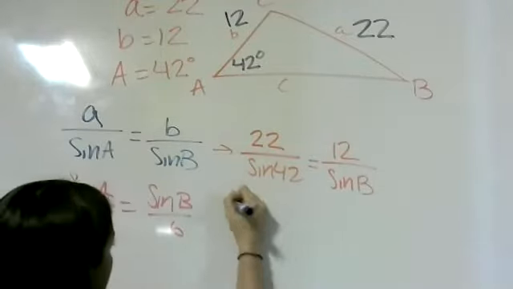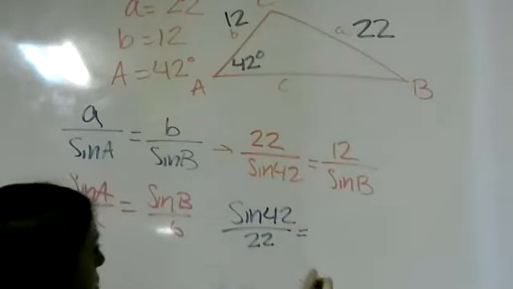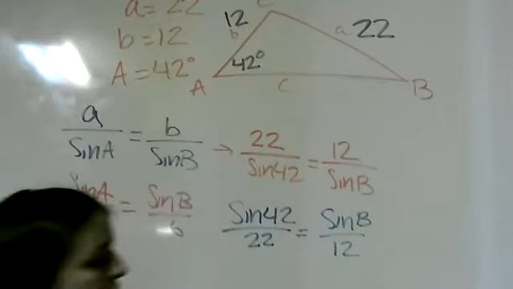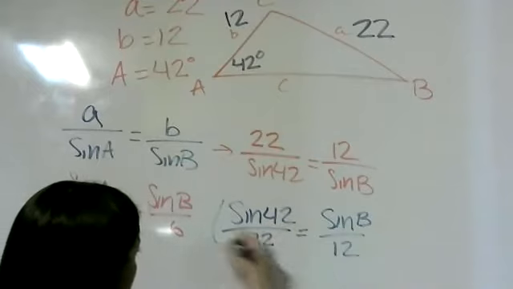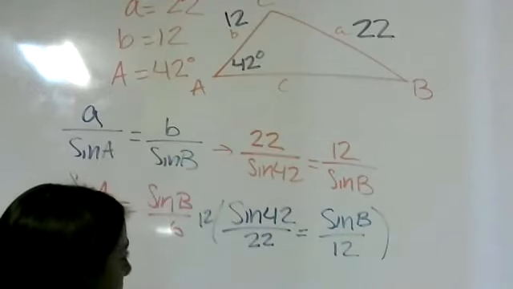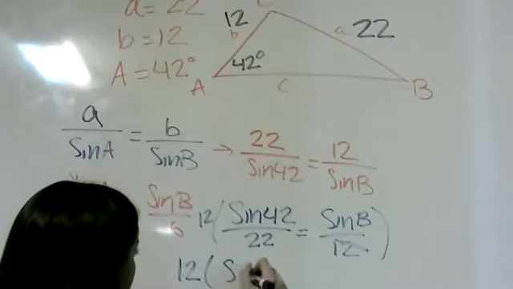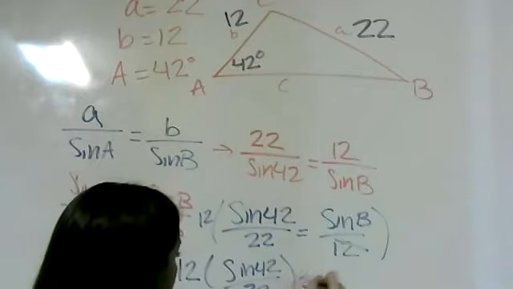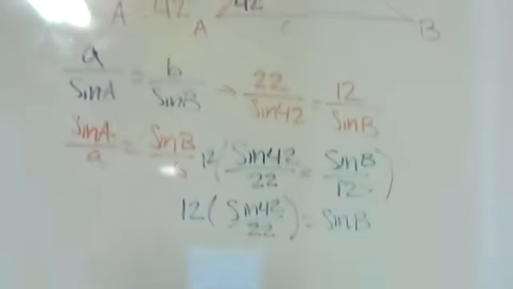So again, let's say my sine of A, sine of 42 over 22, and I don't know sine of B, but I do know my side length B is 12. So what I can do here is I want to get rid of this 12, so I multiply 12 over both sides. Here it cancels. So I get 12 times sine of 42 over 22 equals sine B. Okay, I need to go grab my calculator really quick.